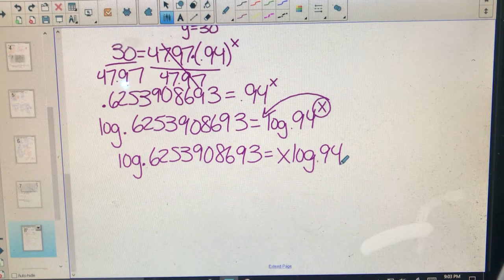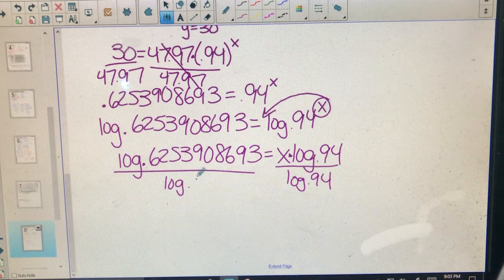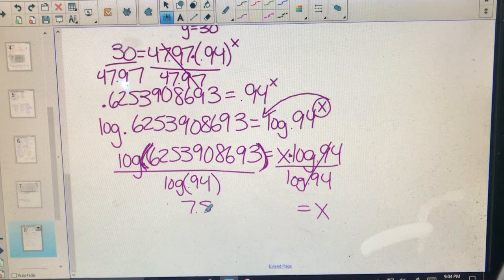And thank goodness I am almost done. To get x by itself, the x is being multiplied by the log of 0.94, so I divide by the log of 0.94 on both sides. Yes, you have to type in this whole decimal in your calculator. So I type in the log of 0.625390863 divided by the log of 0.94, being careful with my parentheses, and I get 7.585864587, and it asks me to round to the nearest tenth.